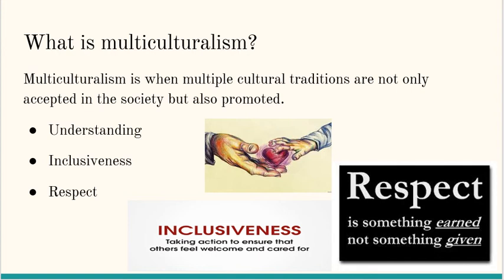So what is multiculturalism? Multiculturalism is when multiple cultural traditions are not only accepted in society but also promoted, meaning that people accept cultural differences and also implement, use, and respect them. As we can see here, there are three main parts. The first is understanding: they understand the cultural differences of each person. The second is inclusiveness, which means they welcome them warmly. The last one is respect. So these three things are within multiculturalism.